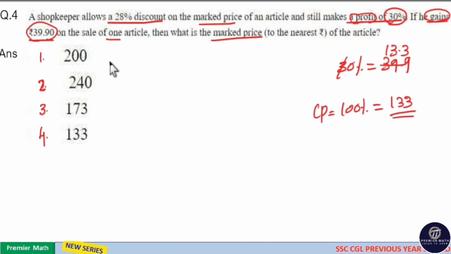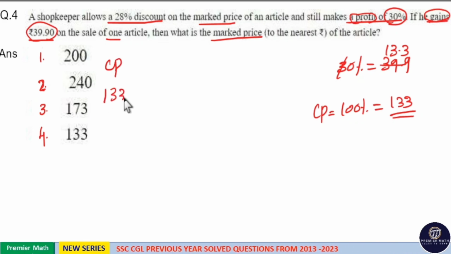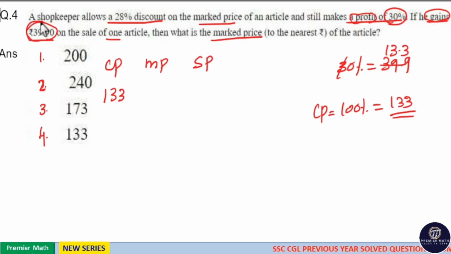Now we have cost price as 133 rupees and we have mark price and sell price. Now gain is 39.9 rupees, which means 133 plus 39.9 rupees is sell price. Cost price plus profit is sell price. 133 plus 40 is 173. So 173 minus 0.1 is 172.9.